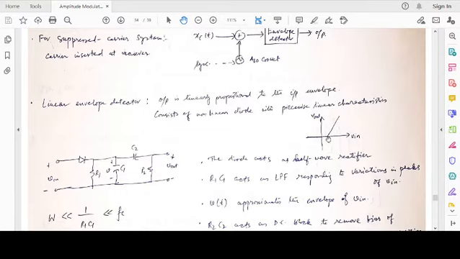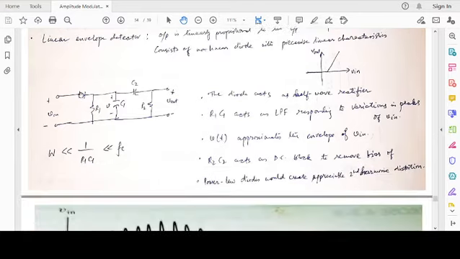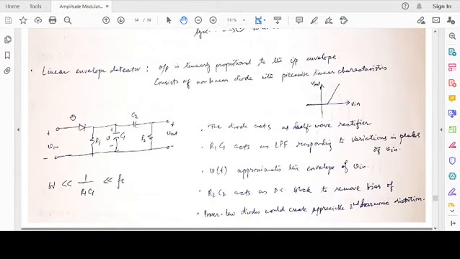Let's say this is the characteristic of the diode. Piecewise linear: up to 0.7, up to some threshold, it is 0, after which it is linearly increasing. So a typical envelope detector would be something like this. You have a diode, then you have R1 and C1 in parallel, and you take the output voltage across this, V out. This diode acts as a half wave rectifier. The RC parallel acts as a low pass filter, responding to variations in the peaks of Vin.